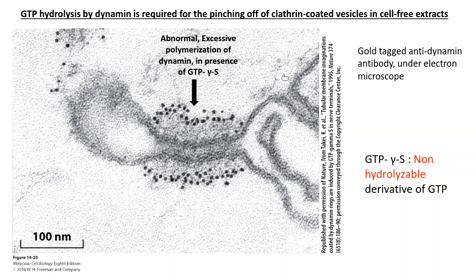GTP gamma S is the non-hydrolyzable derivative of GTP. That means a GTP which cannot be hydrolyzed. So there is no question of energy production. And if there is no energy production, what will happen? The dynamins will keep on accumulating here, and it will just extend the whole neck portion, but it won't be able to pinch off this vesicle from the surface membrane because there is no energy.